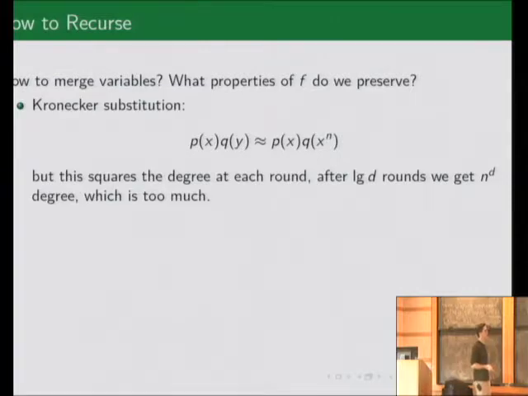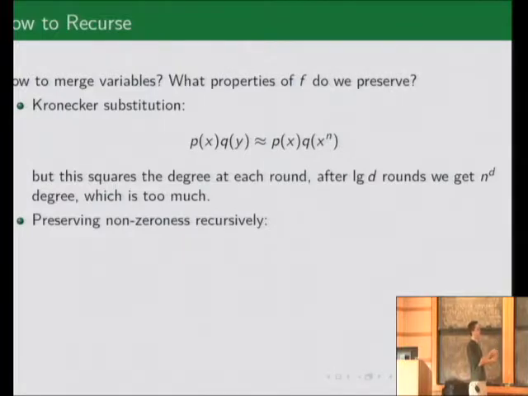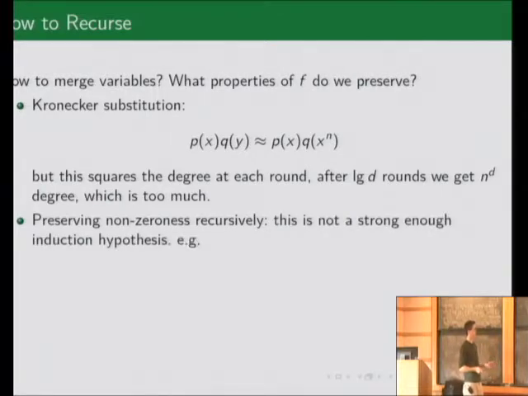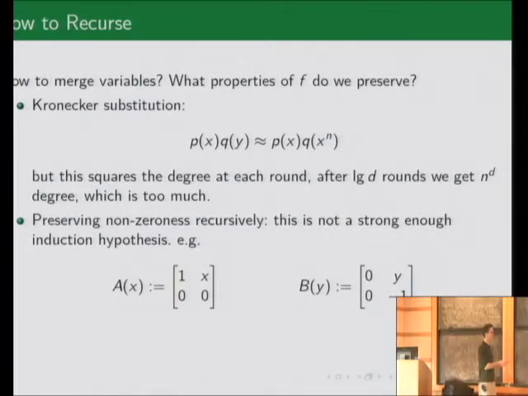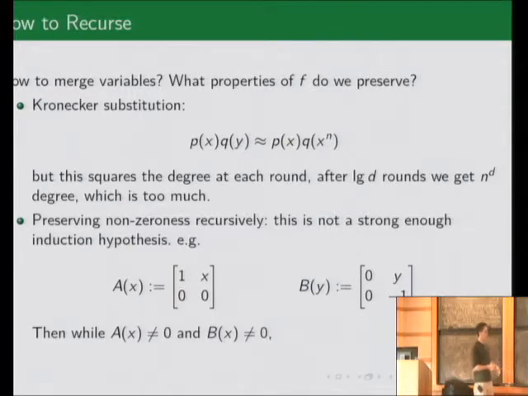A second attempt is to preserve non-zeroness recursively. Because we have a read-once ABP, we do everything on x and then everything on y, so maybe we could preserve the non-zeroness of x and of y. But that's not going to be good enough either. It's not strong enough: if A of x is this matrix and B of y is this matrix, then if you just replace x with y, you'll get both of these matrices being 0, but when you multiply the matrices, you get 0. So we need to do something stronger than just preserve non-zeroness independently.